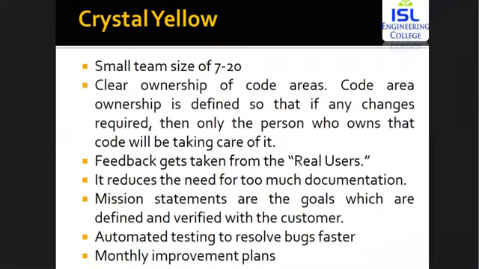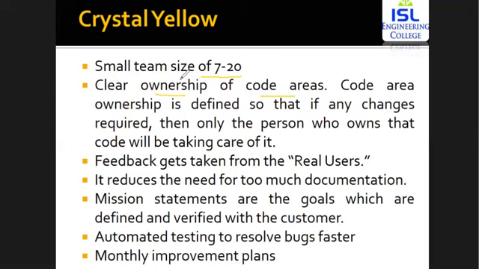The next crystal methodology is crystal yellow. Here you're going to have a team size of 7 to 20 members. There is clear ownership of code areas. That is, when a particular project has different parts within the software that has to be developed, these different code areas have different ownership. You can have an agency where different partners focus on specific code areas, and from that area they're going to take the profits.